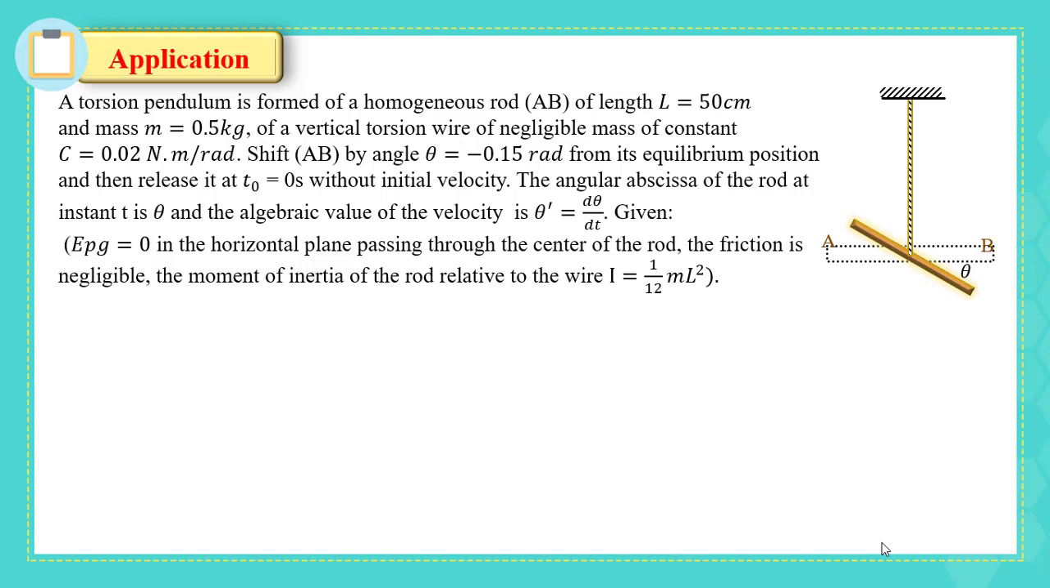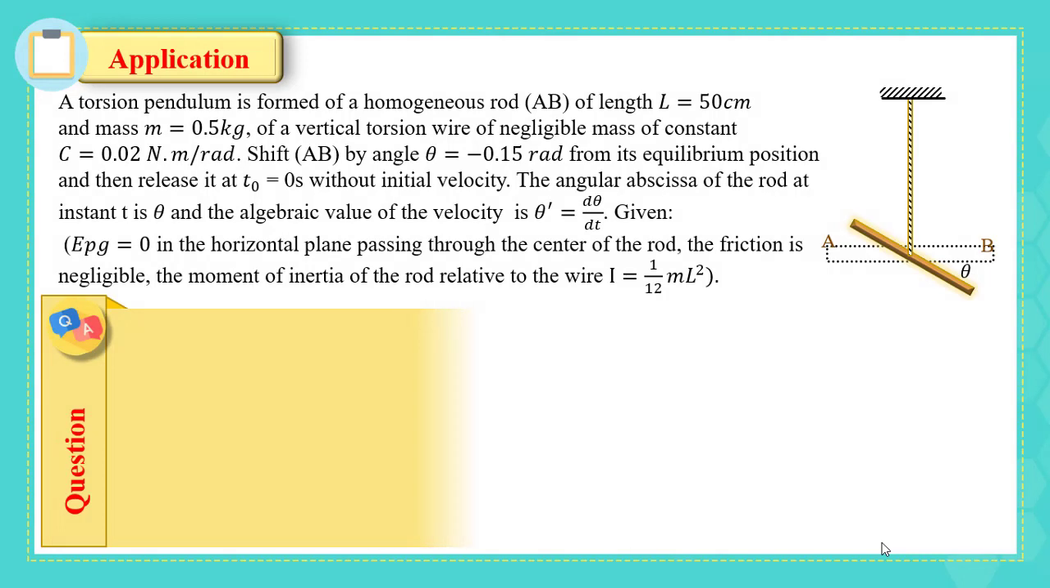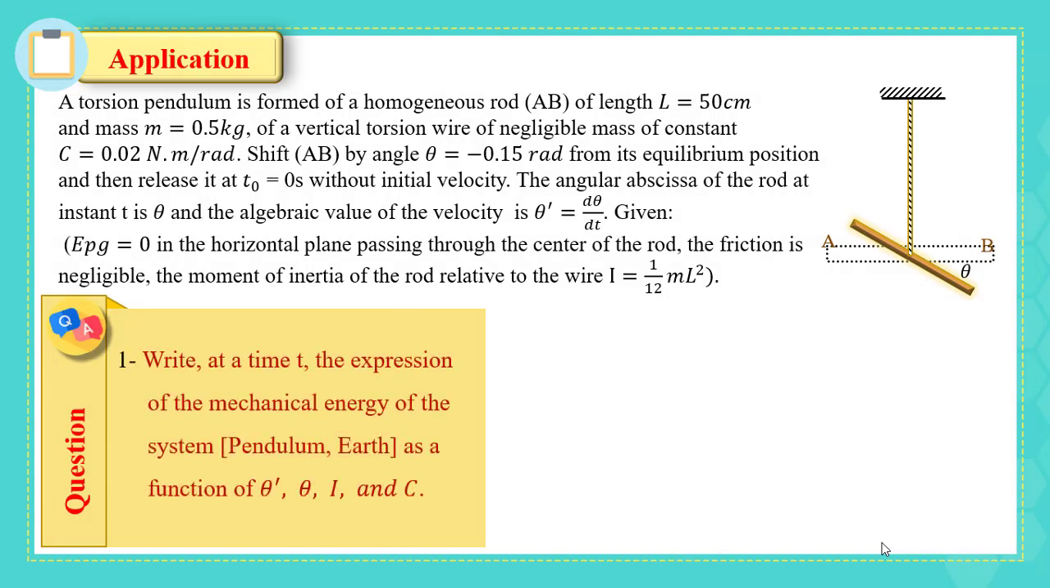The friction is negligible. The moment of inertia of the rod relative to the wire is 1 over 12 m L squared. I want you please to pause the video at each part and try to think of it and solve it alone. Write at time t the expression of the mechanical energy of the system as a function of theta prime, theta, I, and c.